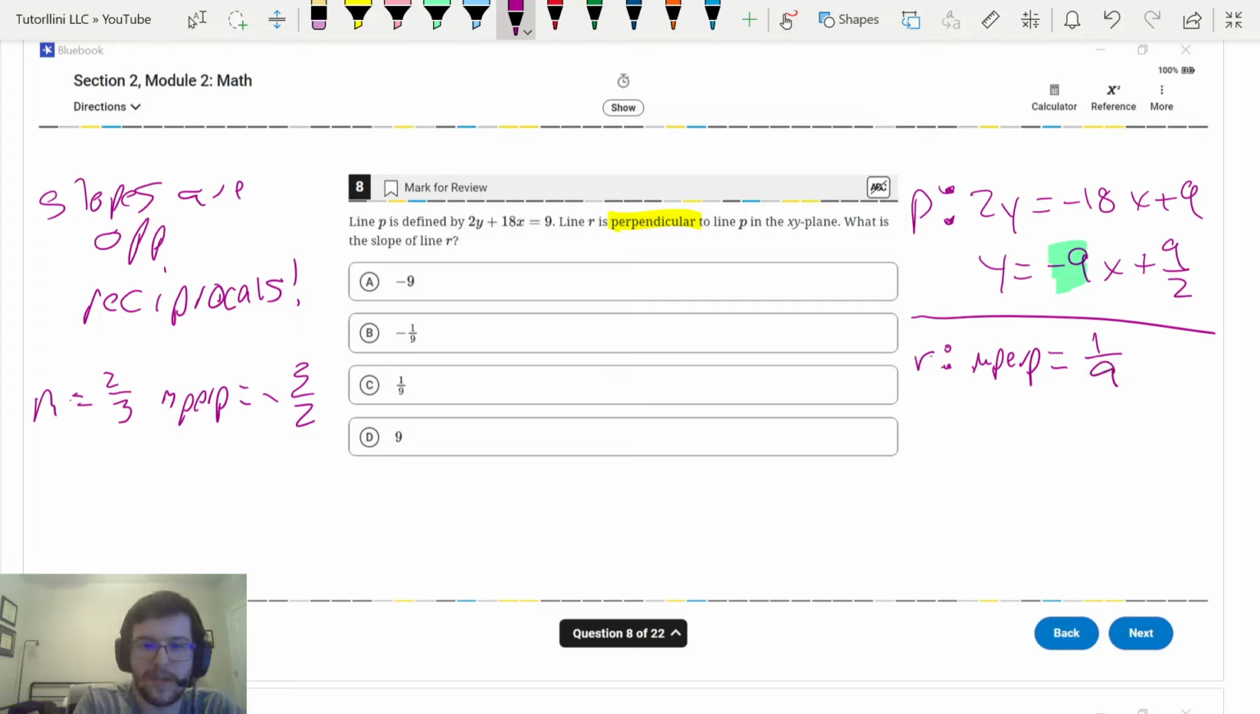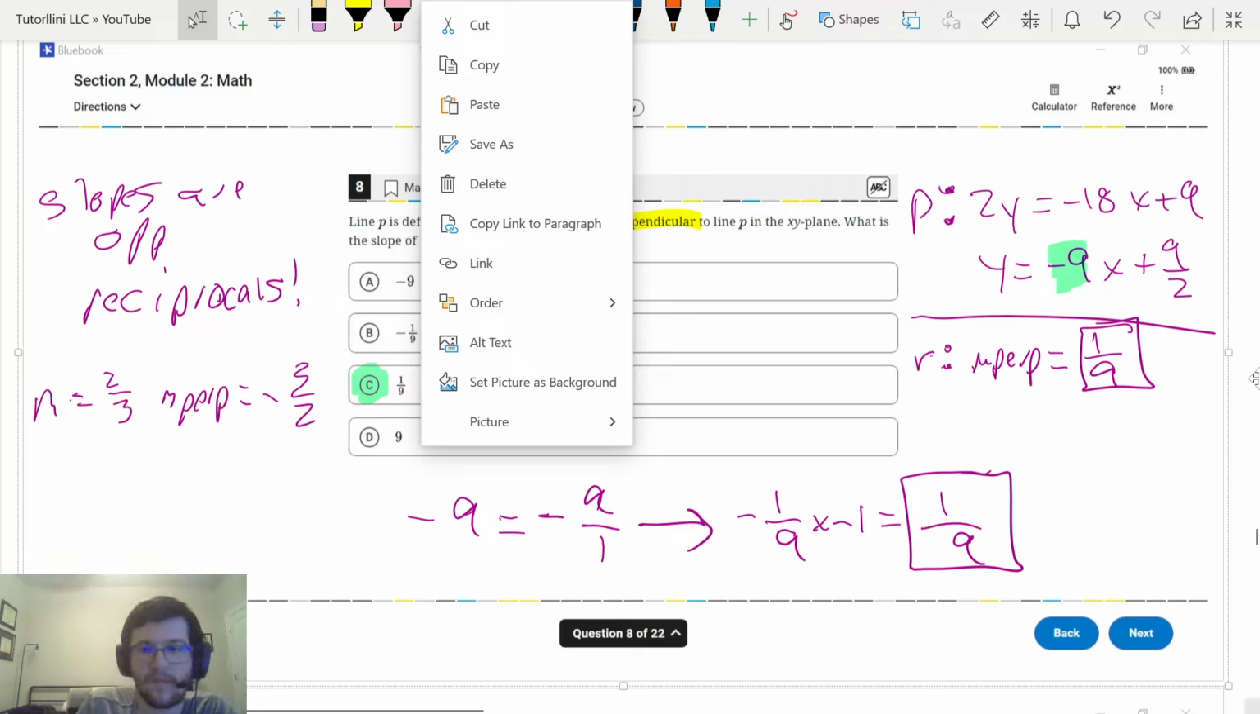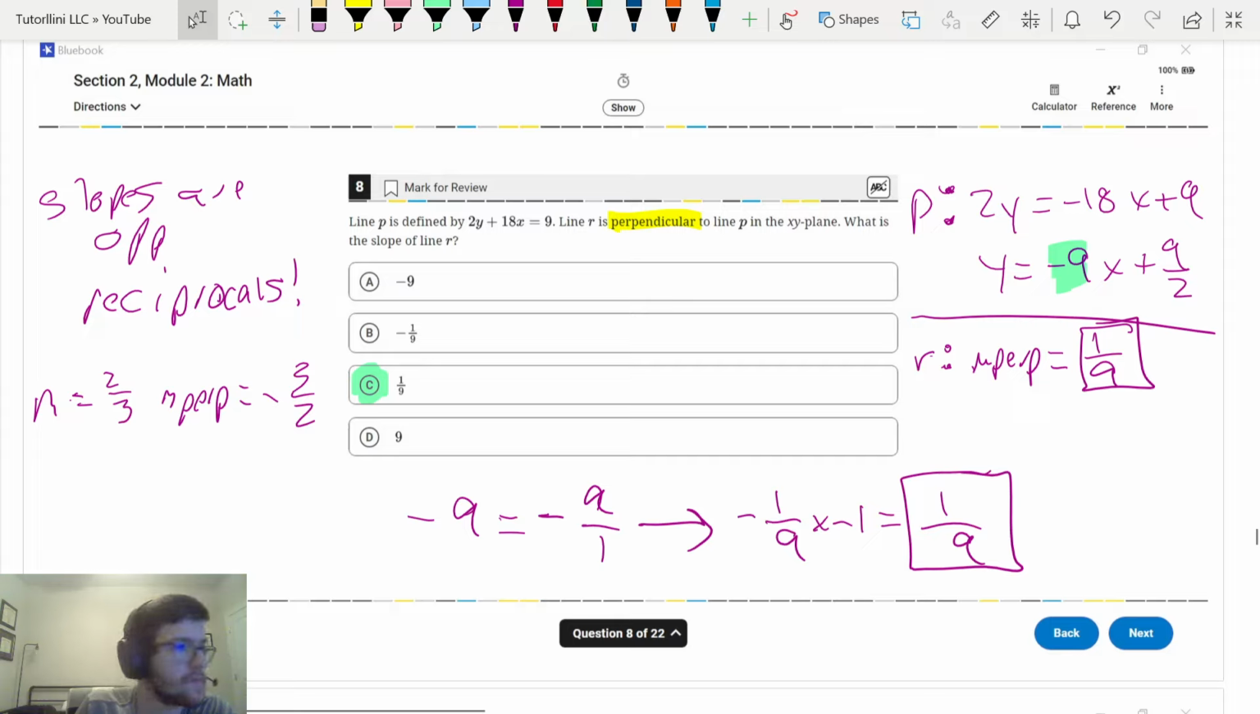And if you're having trouble seeing that, look, negative 9, I could write that as negative 9 over 1. So now I flip it, and I get negative 1/9, but now I multiply by negative 1, and I get positive 1/9. So that's what it means to do an opposite reciprocal. Anyway, so 8 is C.